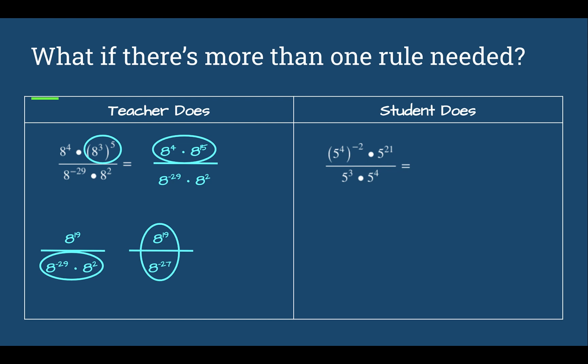Be careful, you are dealing with subtracting a negative. So 19 minus negative 27 is 8 to the 46. You could have also taken that 8 to the negative 27 on the bottom and written it as a positive number on the top, and you would end up with 8 to the 19 times 8 to the 27, where you're just adding them. And you end up with the same answer, 8 to the 46.